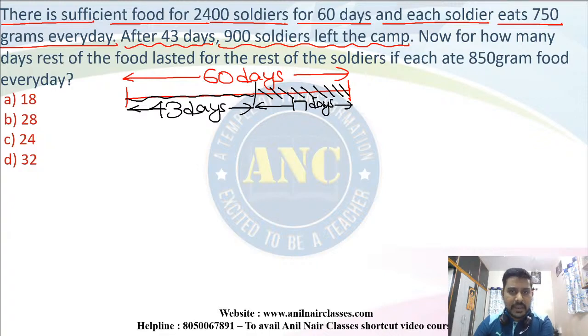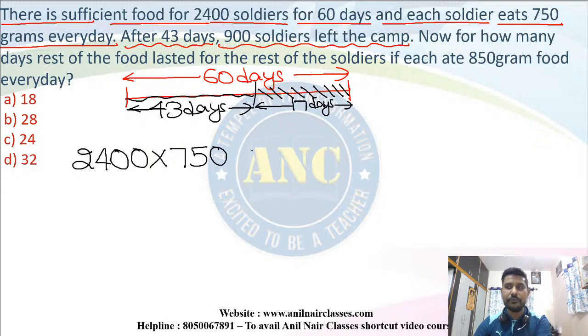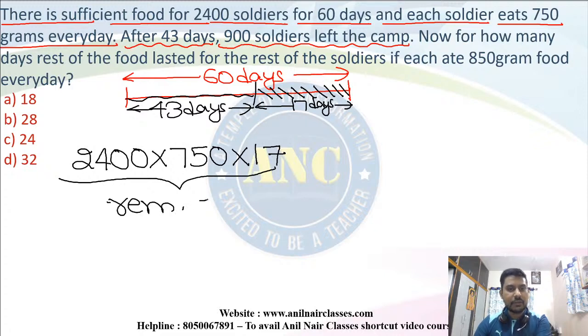Now, this remaining food, whatever is left out, 2400 soldiers would have eaten that remaining food, in fact, and every soldier would have eaten 750 grams, and it is for 17 days. This is the remaining food actually, but this remaining food is not eaten by 2400 right now, but it is eaten by 900 soldiers less than 2400. Now read the next statement.